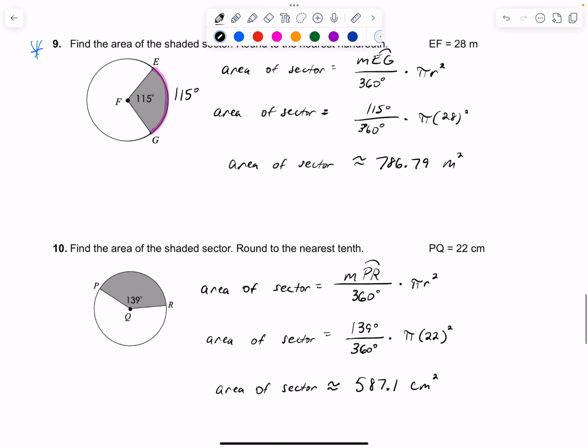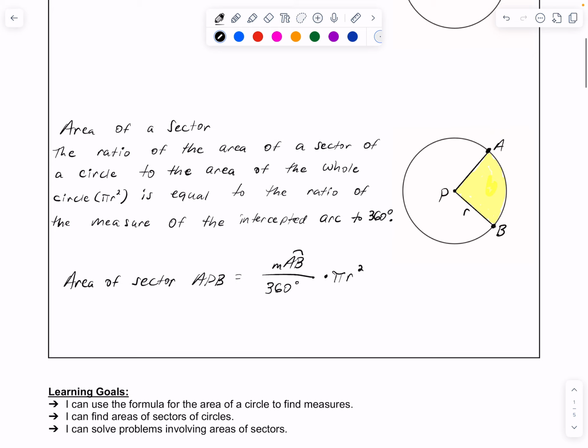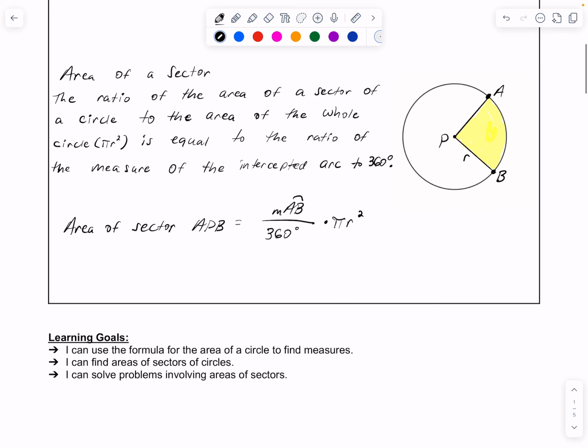All right, that's everything for this lesson. You notice I focused a ton on the area of the sector, so please, please, please focus on that new information about the area of that shaded sector, and then come see us if you have any questions.